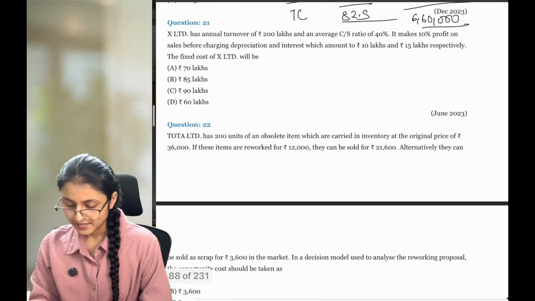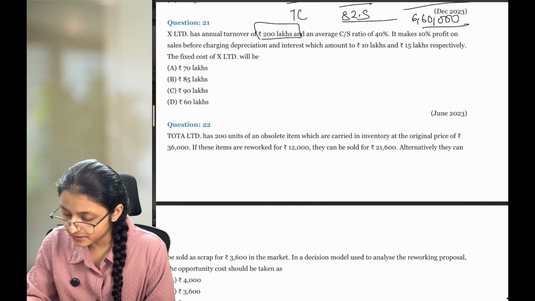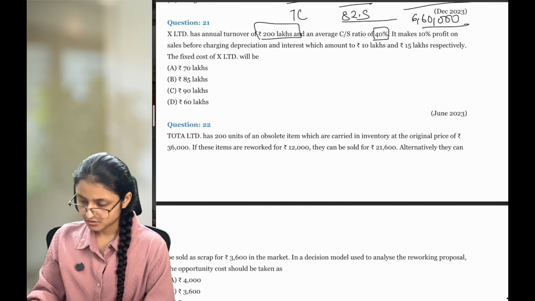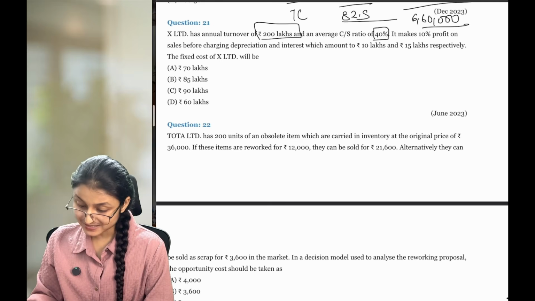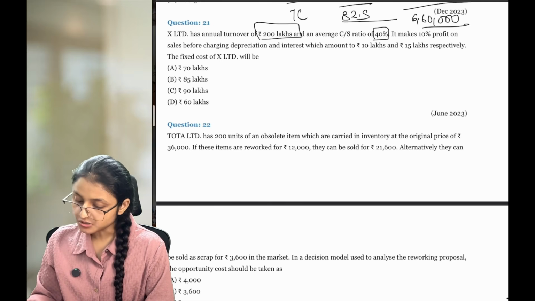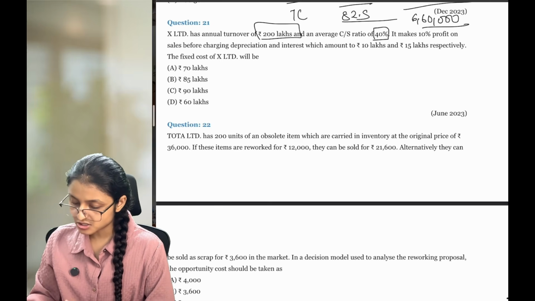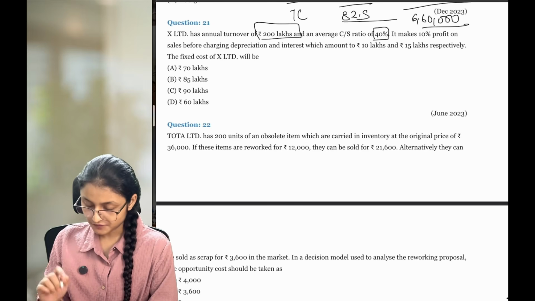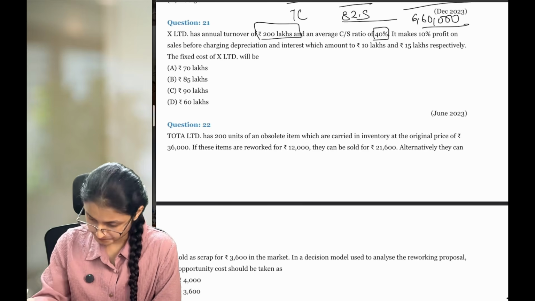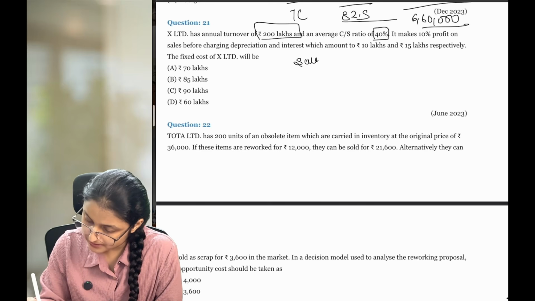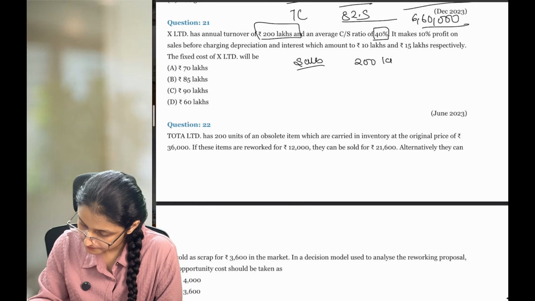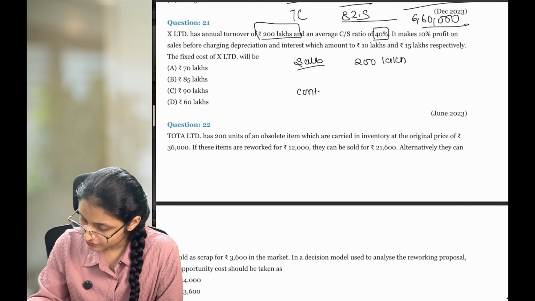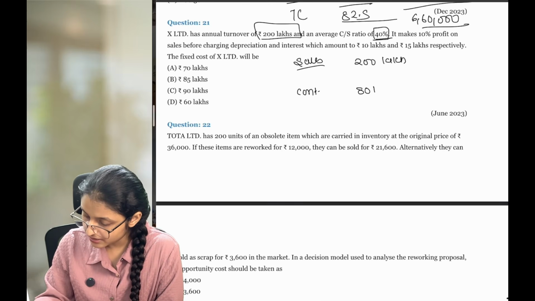Done. Next, X Limited has annual turnover of 200 lakh and average contribution sales ratio of 40%. It makes 10% profit on sales before charging depreciation and interest, which amounts to 10 lakh and 15 lakh respectively. The fixed cost of X Limited will be. So I already know my sales is 200 lakhs. And contribution to sales ratio is 40%, which will give us the contribution of 80 lakh rupees.